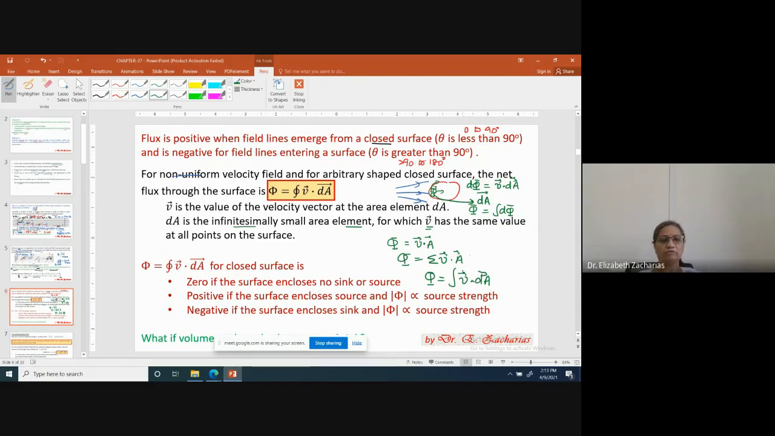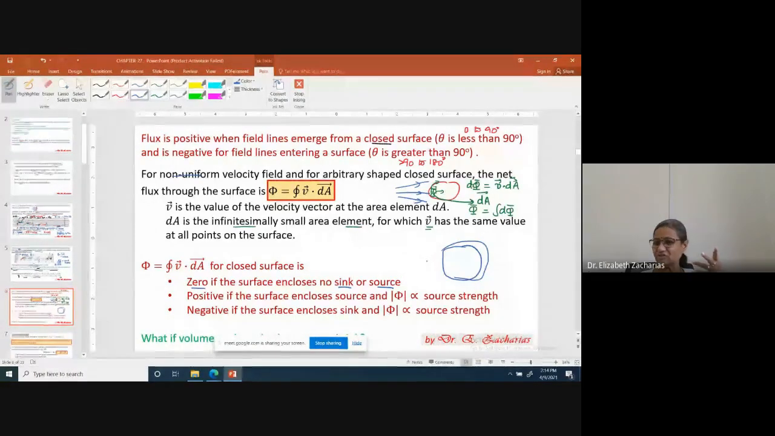Okay. Next, let us look at three final results that I want to show you today. Flux is equal to the integral of V dot dA for the closed surface, and flux will be zero. Please remember, these are golden rules that you have to remember. Flux is zero if the surface encloses no sink or source. For example, let us say this is my closed three-dimensional surface and there is no sink or source.